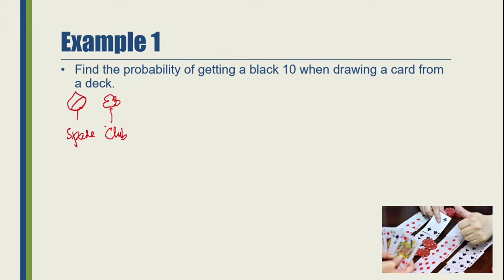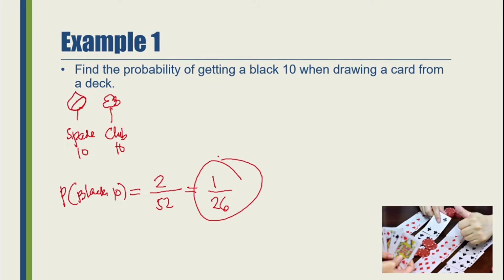So we need to find the probability of getting a black 10. Therefore, there are 2 black 10s in drawing a card from a deck. So the probability of a black 10 is equal to, again, the event over the sample space, which is 2 over 52. That could be reduced, or we should reduce it into the lowest term, which is 1 over 26. So this is the probability of getting a black 10.